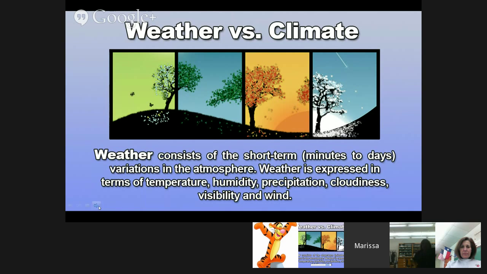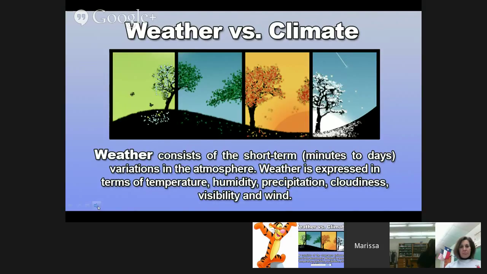And if you turn on any Spanish broadcast for the local news, you'll find that they use the words for weather, tiempo, and for climate, clima, interchangeably. That's very common for Spanish speakers to do. But in meteorology, weather and climate are two different things. So we like to break this down for you.